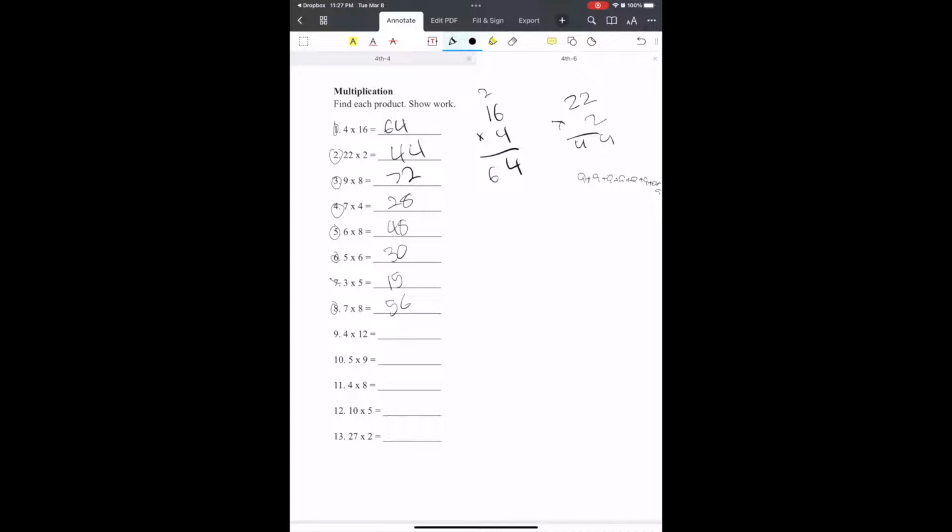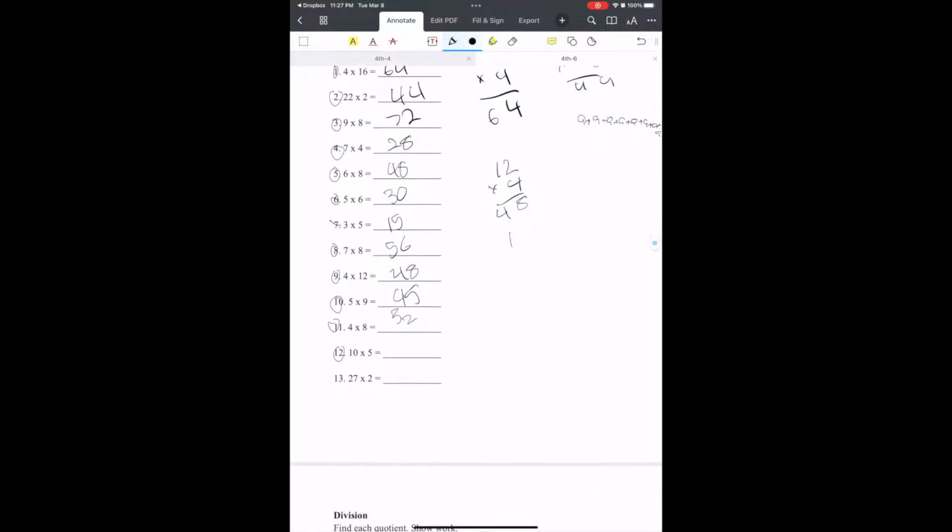9, you can do 12 times 4. 4 times 2 is 8. And then 4 times 1 is 4. This is also your multiplication table, but with double digits, you could actually work it out. 9 times 5 is 45. 8 times 4 is 32. 10 times 5, it's in your multiplication table, but if you want, 5 times 0 is 0, 5 times 1 is 5, the answer is 50. And then for 13, 27 times 2. 7 times 2 is 14, and 2 times 2 is 4, plus 1 is 5, your answer is 54.